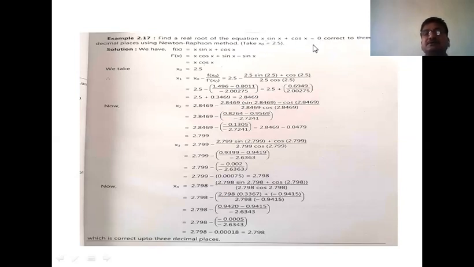Okay, so this is about the Newton-Raphson method and the use of the Newton-Raphson method to solve algebraic equations and transcendental equations.